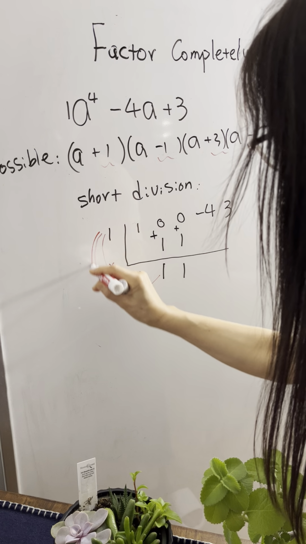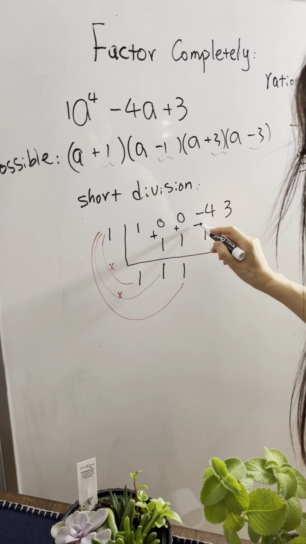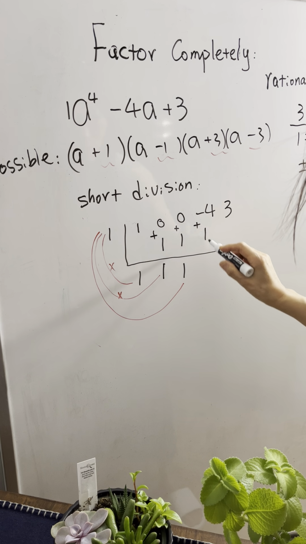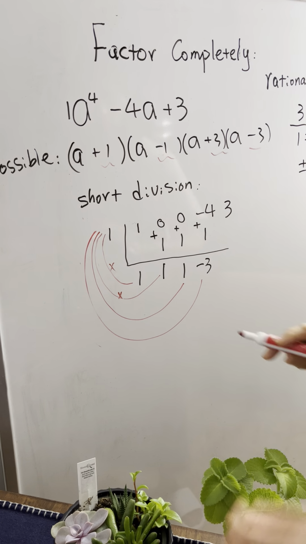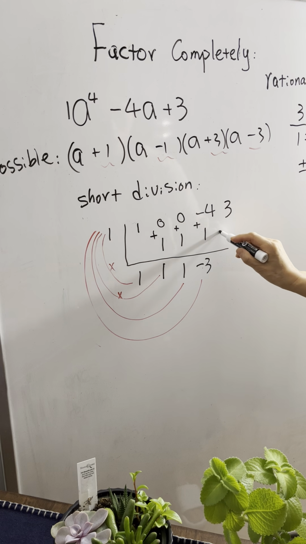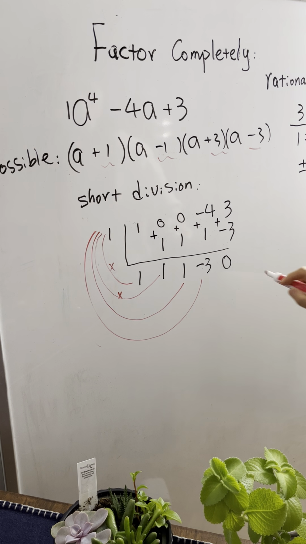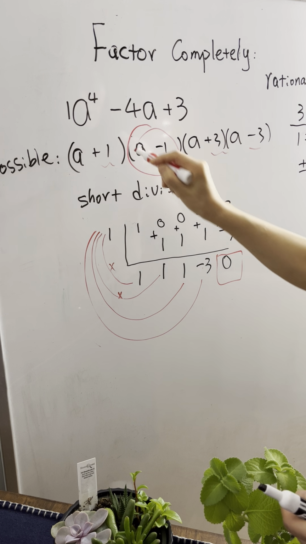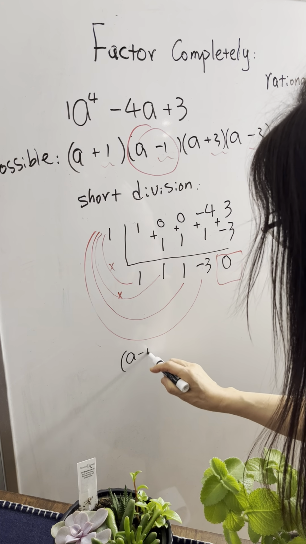I multiply this again. 1 times 1 is 1. I add those two numbers. -4 plus 1, that's -3. I multiply this. 1 times -3, that's -3. I add these two. 3 plus -3, 0. Great. What does this 0 mean? This 0 means no remainder. That means indeed, this is a factor. So a minus 1 is a factor.